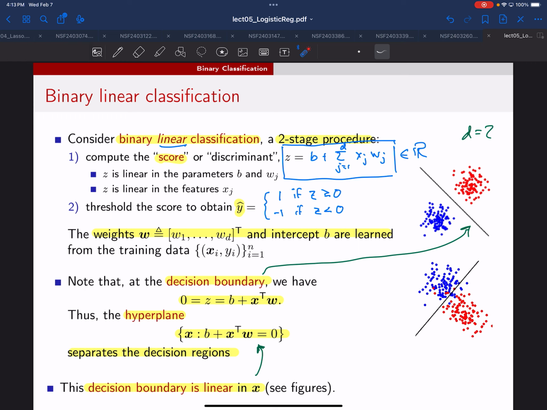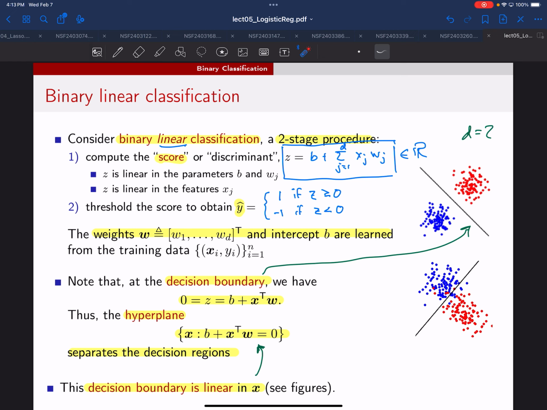The final output is a thresholding of that score. So when that score is 0 or positive, we're saying put out y hat is 1, and when that score is negative, we're saying put out y hat is minus 1. Okay, so the first stage looks a lot like linear regression, and the second stage is basically a form of quantization.